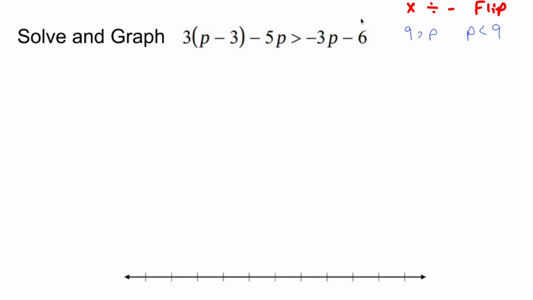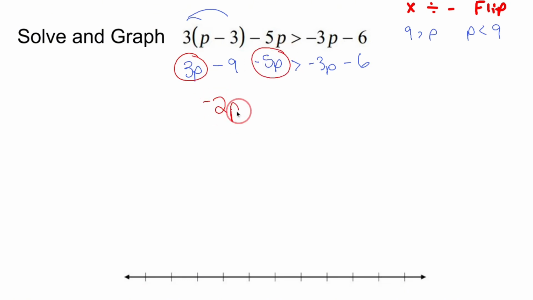So I'm going to treat this as if it's a regular equation until we get to these points right here. Step number 1 is distributive property. 3 times p is 3p. 3 times negative 3 is negative 9, and then drop down negative 5p is greater than negative 3p minus 6. Now on the left side, I have 3 objects, and 2 of those objects are like terms, so let's always combine them. Negative 2p minus 9 is greater than negative 3p minus 6.